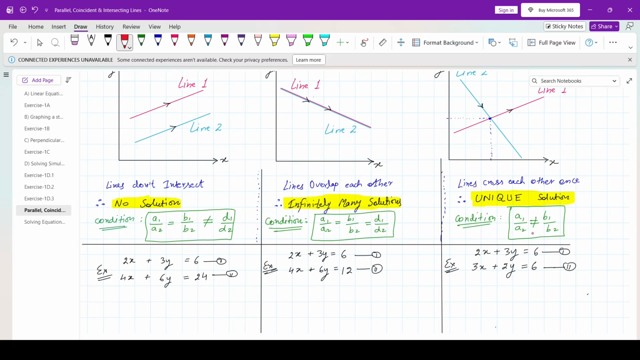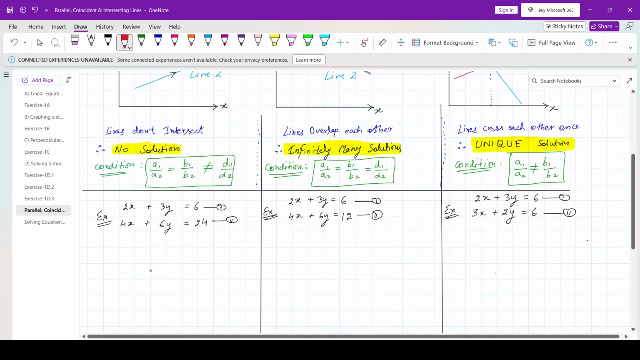And the third case, if a1 by a2 is not equal to b1 by b2, then our lines will cross each other only once, and that will be our unique solution. So let's understand this using some examples. I have taken this example.